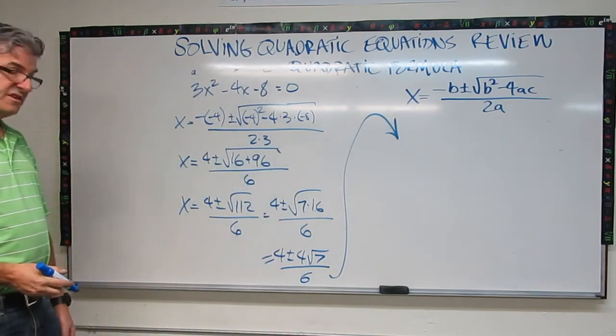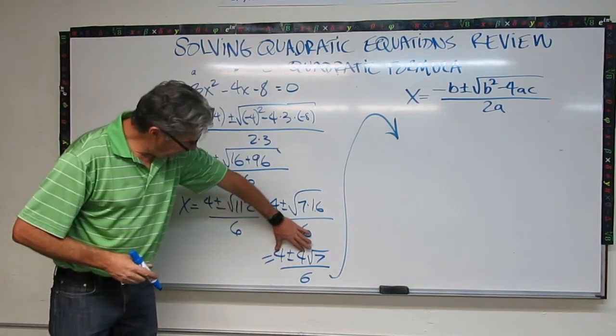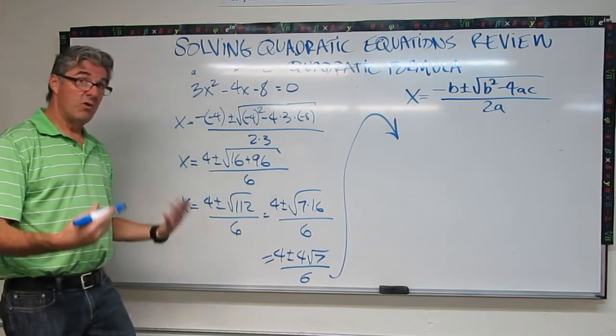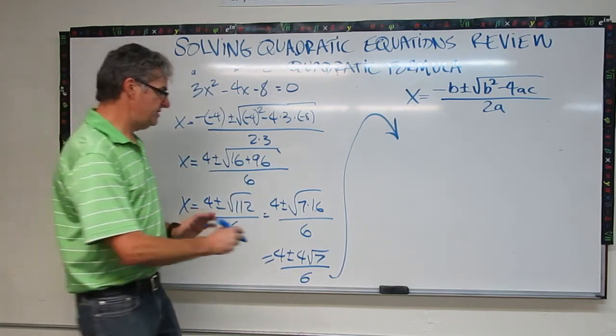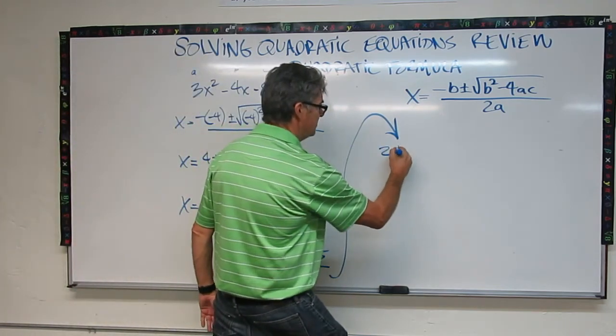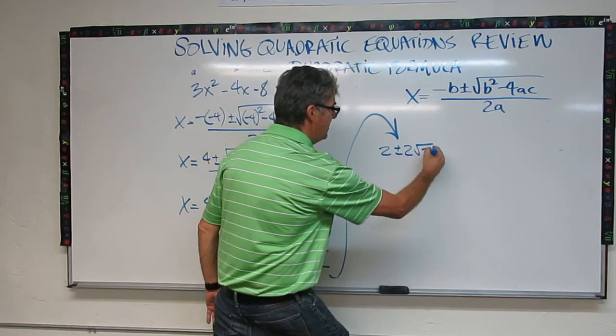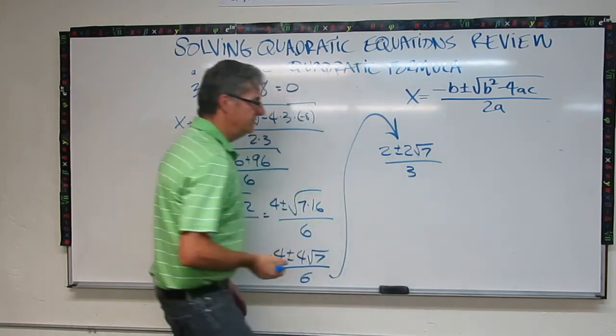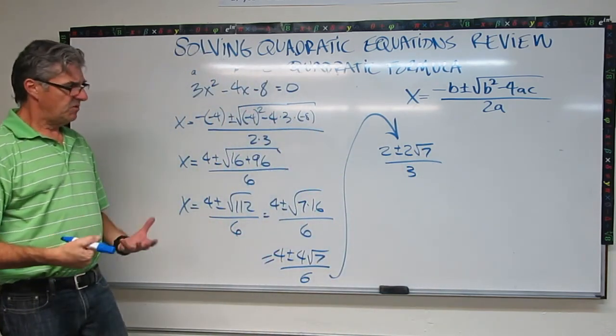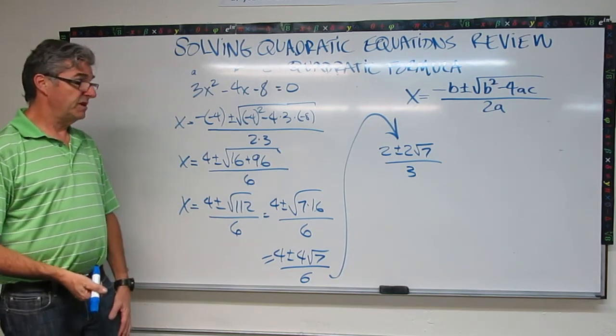So a final step. I've got two 4's up here and a 6. 4 over 6 is the same as 2/3, so I get 2 plus or minus 2 root 7 over 3. So there's our answer. That's one of the more ugly answers, but it's perfectly valid.